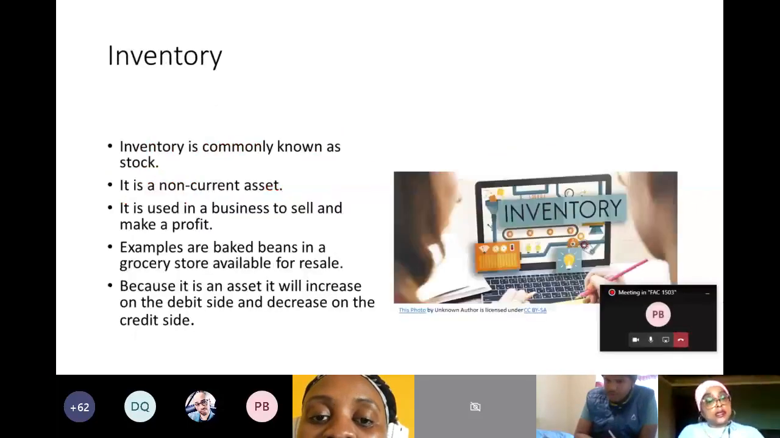Inventory is something that we know of as stock. It's a non-current asset and it's used in a business to sell and make a profit. So in a grocery store, you have baked beans or cheese or anything. Those are stock items and you will be able to resell it. Once again, stock or inventory is an asset and it will increase on the debit side and decrease on the credit side.